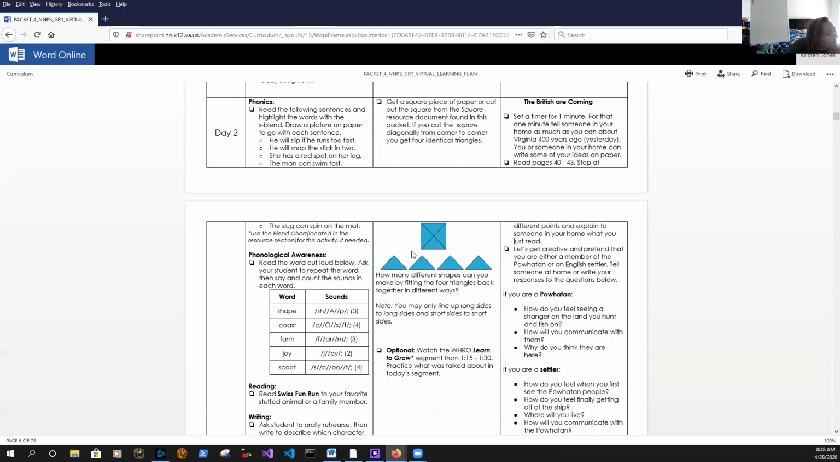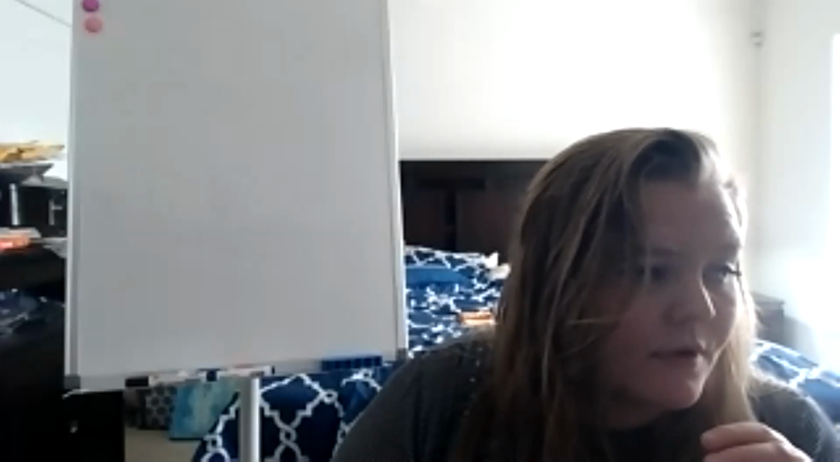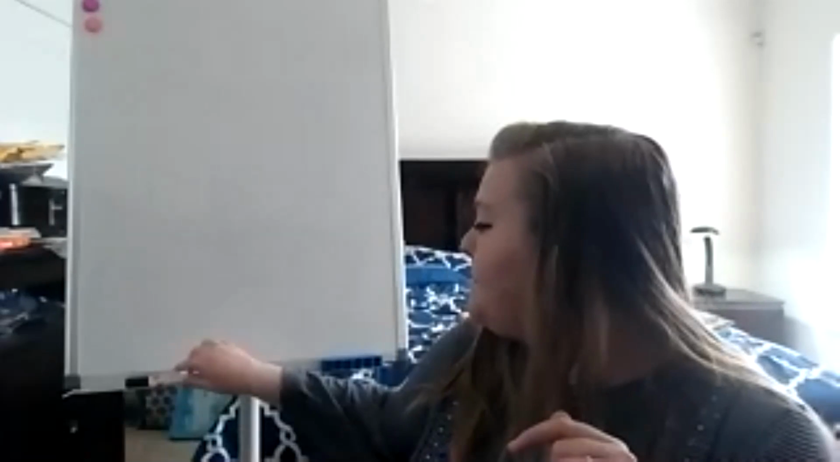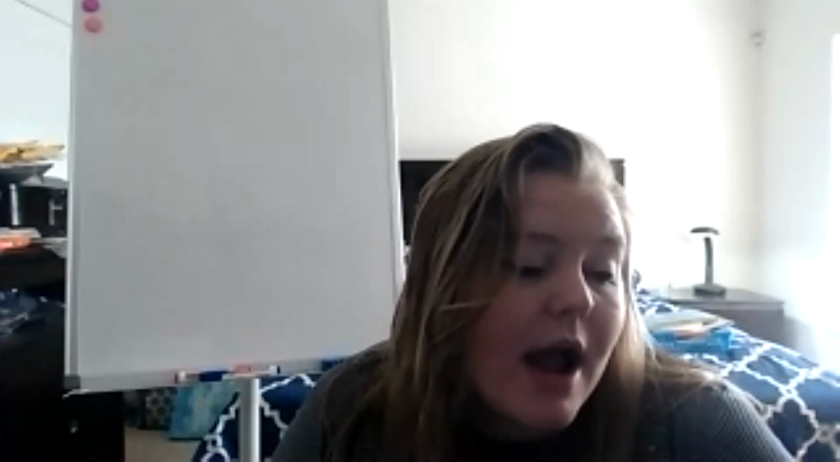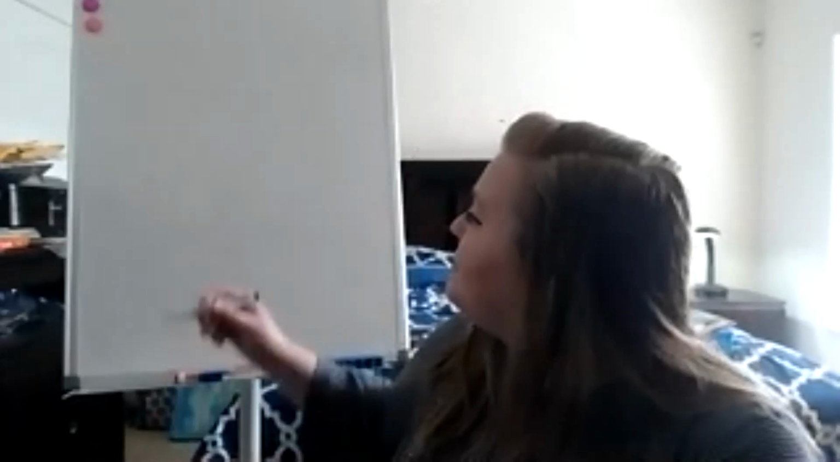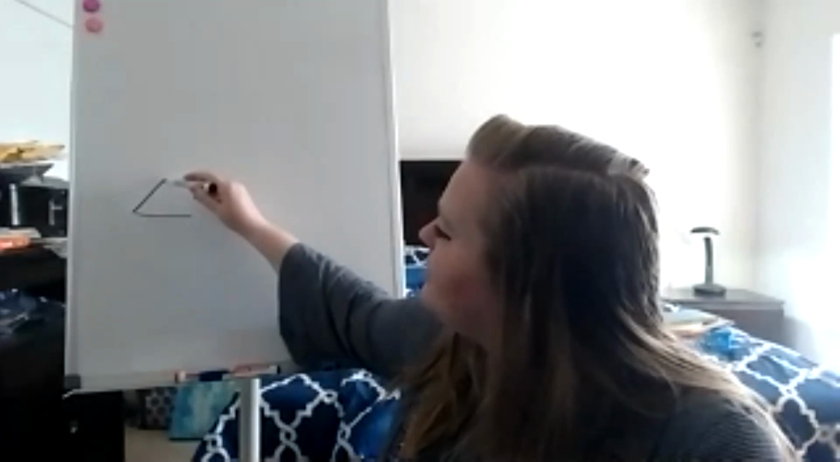So once you've done that and you have 4 triangles that are the same size, it says, how many different shapes can you make by fitting the 4 triangles back together in different ways? Note, you may only line up long sides to long sides and short sides to short sides. So when you're doing that, your job is to figure out how many different shapes you can make by fitting the 4 triangles back together in different ways. But it gives you a rule. It says, we're looking at triangles.